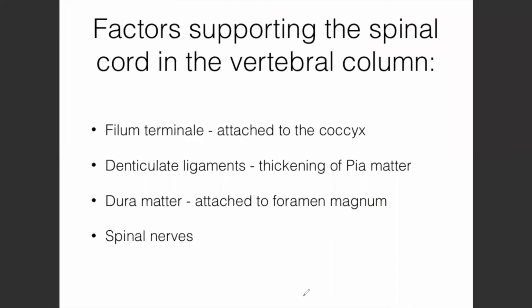يعني if this is the spinal cord and the spinal nerves exit at these levels from the foramen, then basically the spinal cord wouldn't be able to move that far because these spinal nerves are keeping it in place. So basically these are the factors that support the spinal cord and keep it in its place.